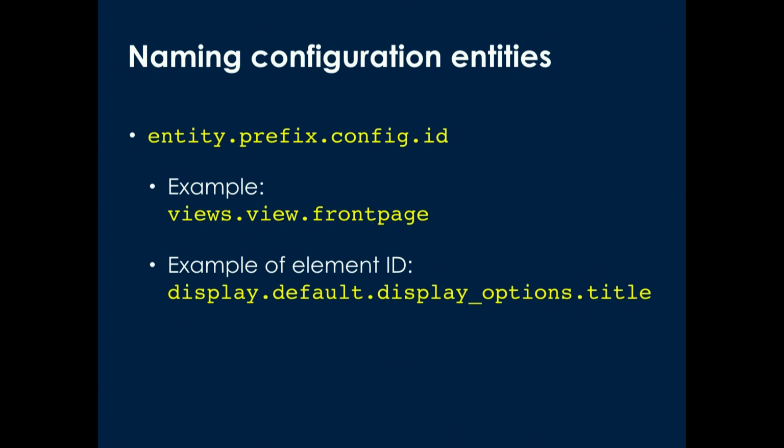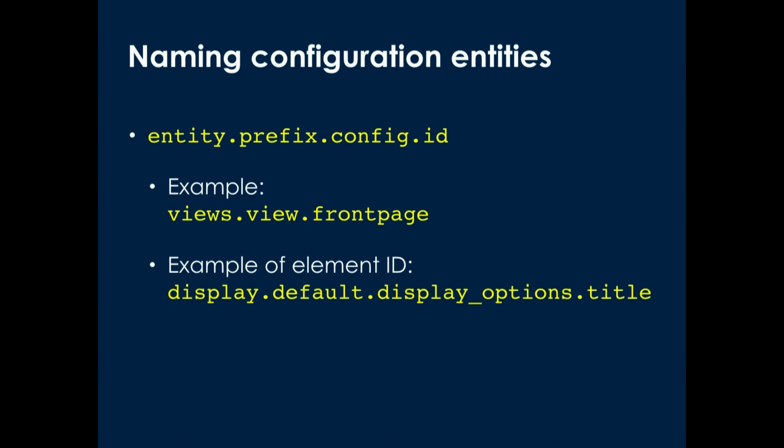So everything included in the configuration view front page will be all about the view that provides the default front page for your website, the one that gets installed automatically when you use the standard installation profile. And so an example of an element ID within that array of configuration values is, it's fairly long in this case, display, default, display options, title. So this is the title of the default display in the front page view.